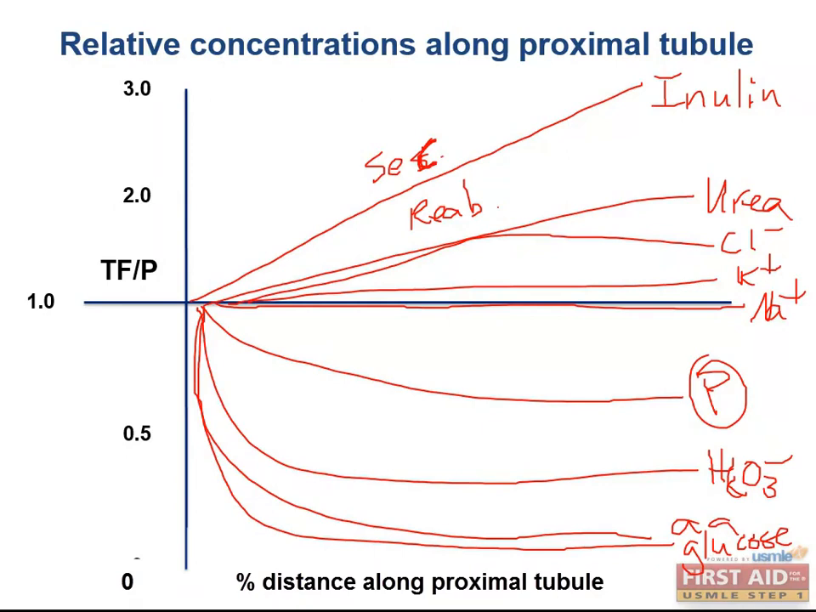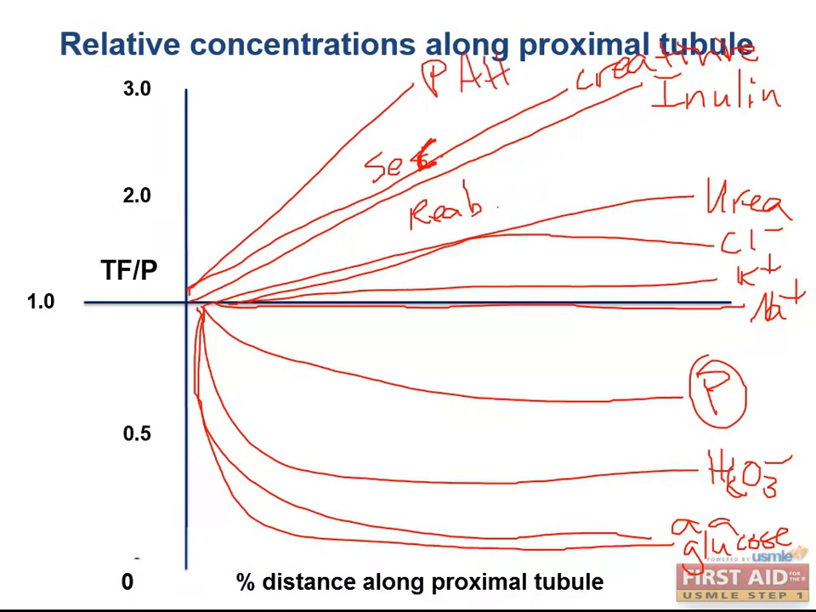Now, molecules that are secreted include things like creatinine and PAH, which we use to measure effective renal plasma flow. So we know they're secreted because their TF to P ratio is above inulin. Now the concepts behind this graph are high yield on the exam, and if you understand how the proximal tubule works, you shouldn't have any trouble filling things in here.